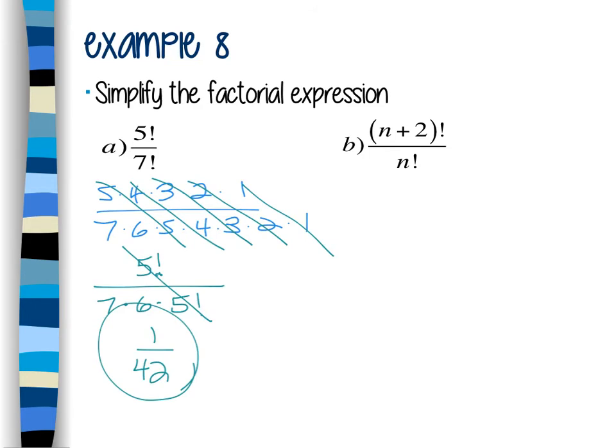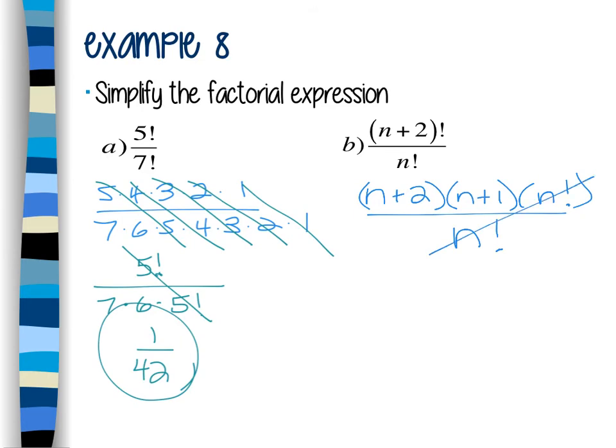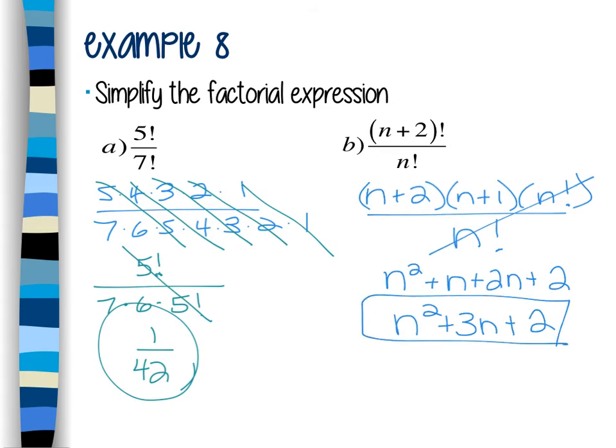Now think about it in terms of an expression. What's bigger, n plus 2 or n? n plus 2. So if I wanted to break n plus 2 down, the first thing would be n plus 2. What would be the next one? n plus 1. What would be the next one? n. And I have n factorial over n factorial. Those cancel. And I would do n plus 2 times n plus 1 and then FOIL it out. Easy stuff, right?